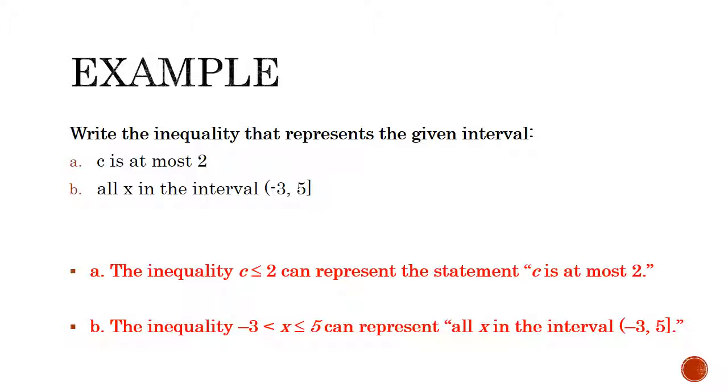And then secondly, the inequality negative 3 is less than X, which is less than or equal to 5, represents all X in the interval negative 3 to 5. Notice that the negative 3 is the parentheses by it because it does not have an equal under the inequality. 5 has the bracket because it does.